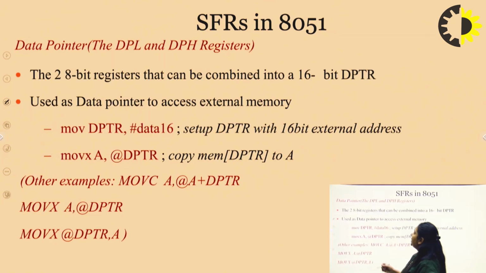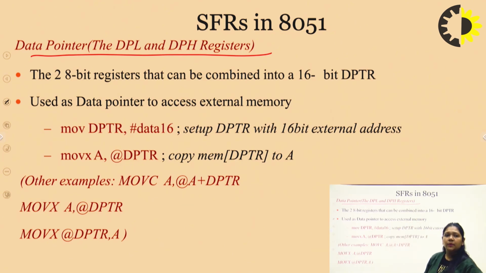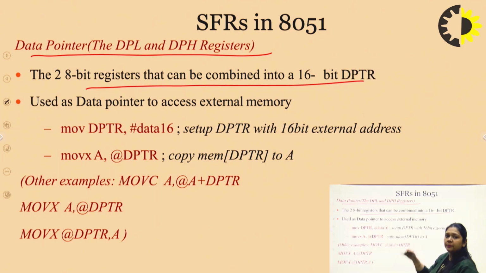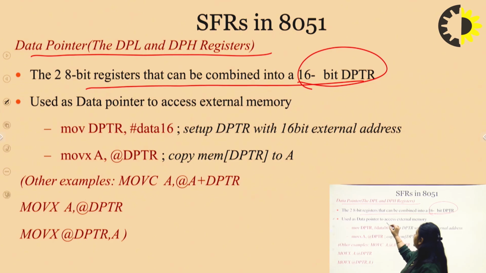Next is the data pointer register. The data pointer is further divided into two parts, one is the lower part and one is the higher part. So we have two 8-bit registers which can be combined to create a 16-bit data pointer. The data pointer is generally used to access the external memory. Other than that, we do not use the data pointer.